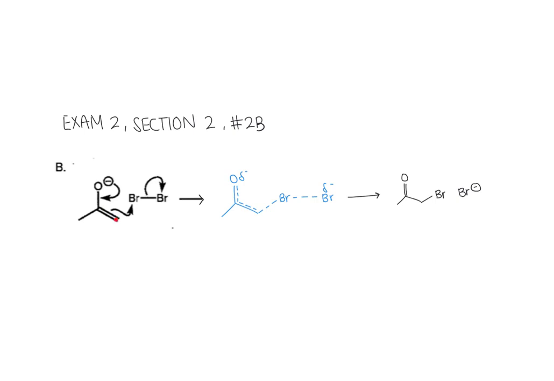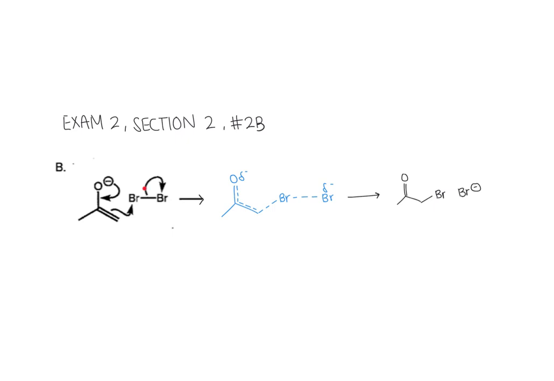Over here you have the breaking of a pi bond, so that would be pi star, and it's forming a bond with bromine. So right here I have the dotted lines to represent that bond breaking and dotted lines to represent the bond forming to bromine.